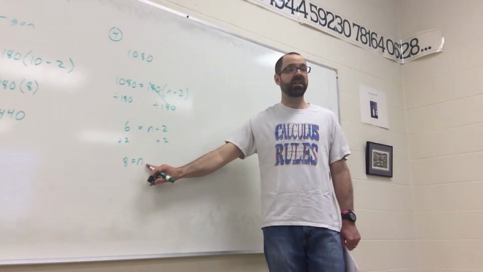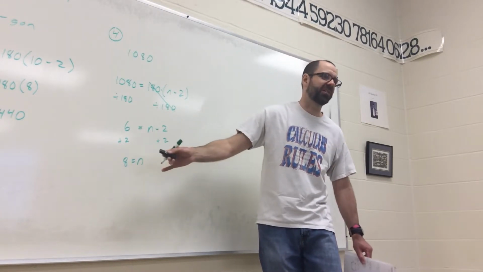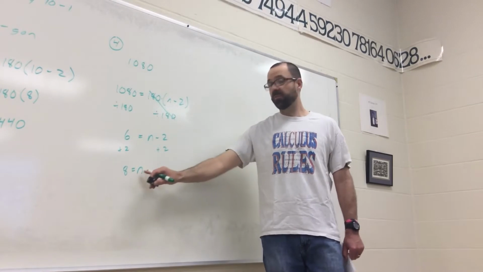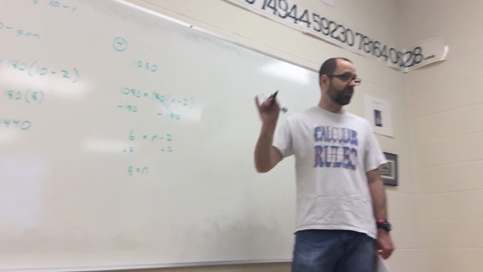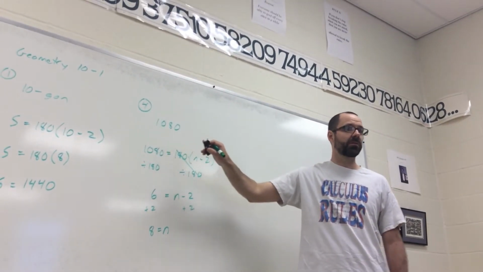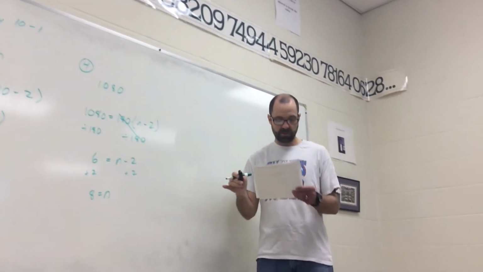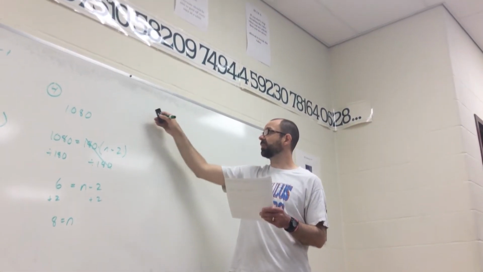So this means that an octagon is called an octagon because it has 8 sides. If a figure has 8 sides, if it's an octagon, then the angles inside are going to add up to 1,080. All right. Next, number 5.